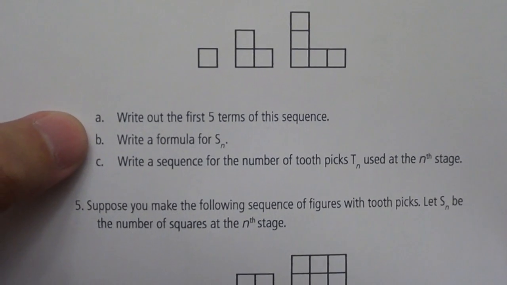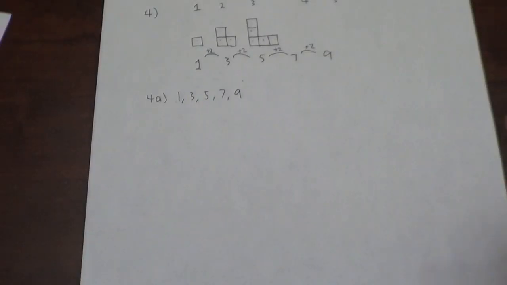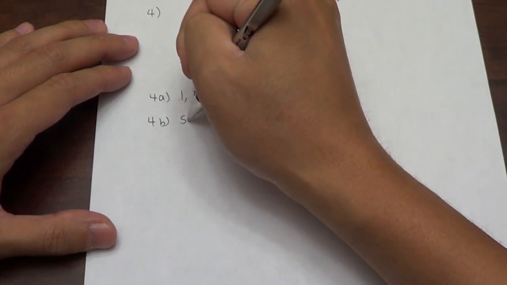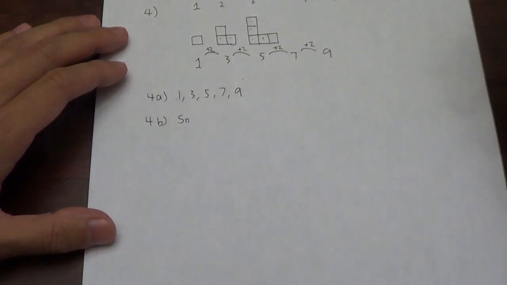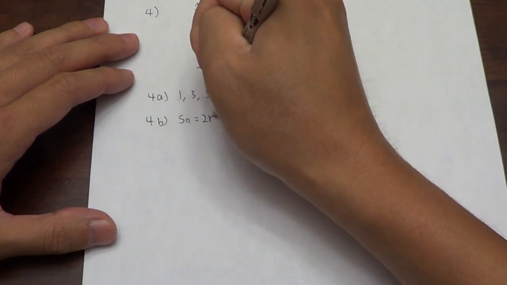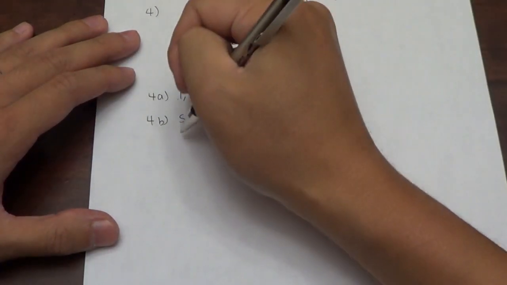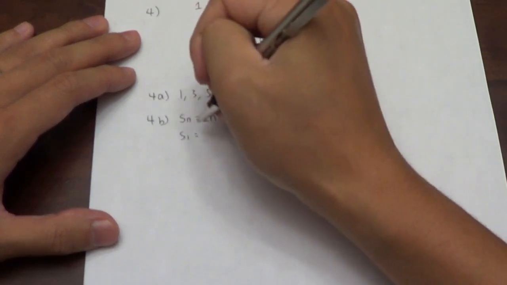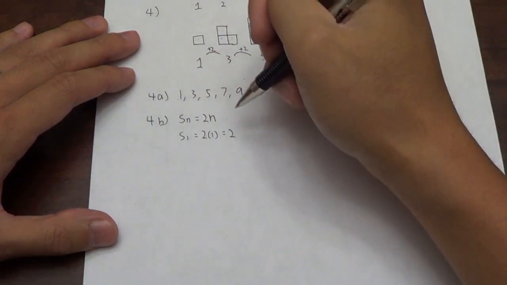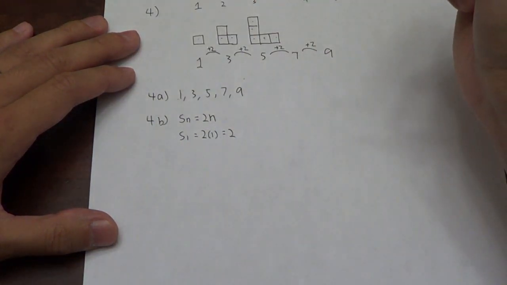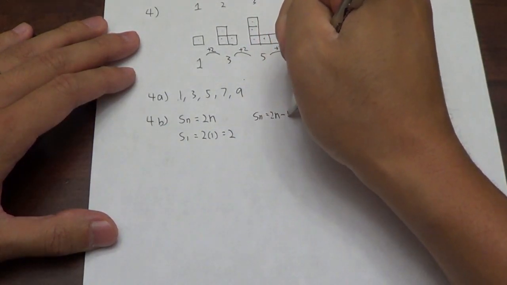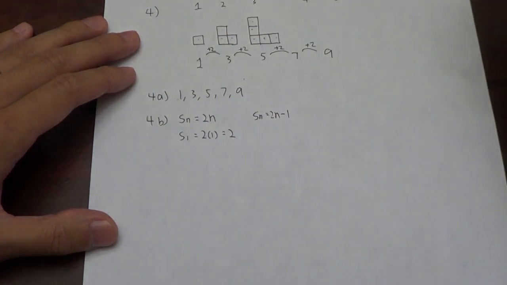For B, write a formula for S. Alright, so for B, I need to write a formula in terms of S. Well, actually, sorry, in terms of n. Right, so if our constant rate of change is 2, I know that it is going to at least have 2 times n in it. Alright, now let's go ahead and plug in a term just to double check. Alright, that gives me a 2. I am 1 more than 1, so my new modified equation needs to subtract 1. That will give me the desired output.